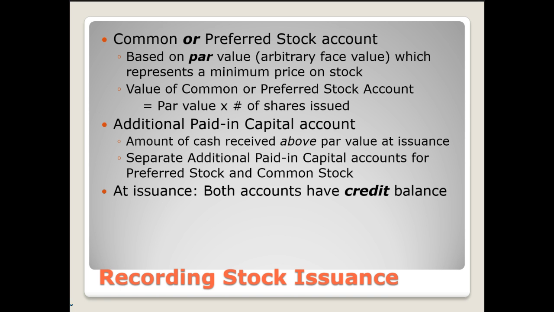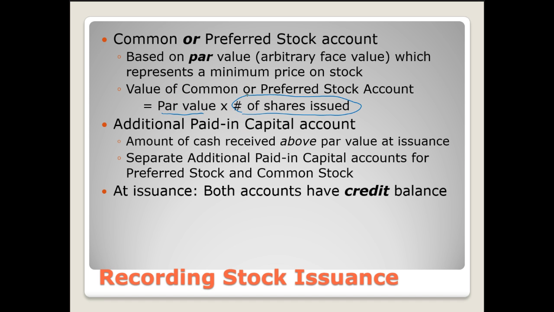Either common stock or preferred stock both come with something called a par value. The par value is an arbitrary face value which represents the minimum price on that stock. Now, the value of any common or preferred stock in the common stock or preferred stock account will always be the par value times the number of shares that were issued.